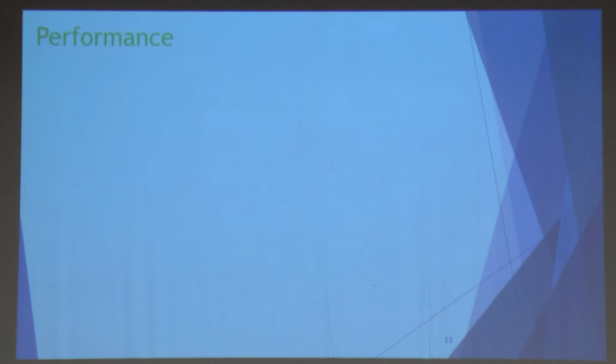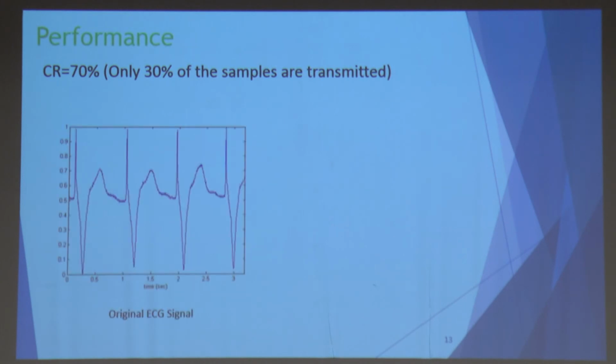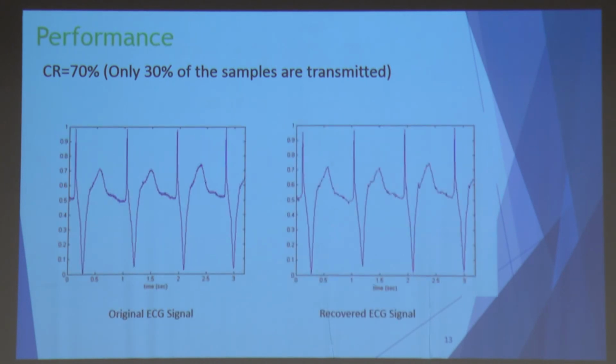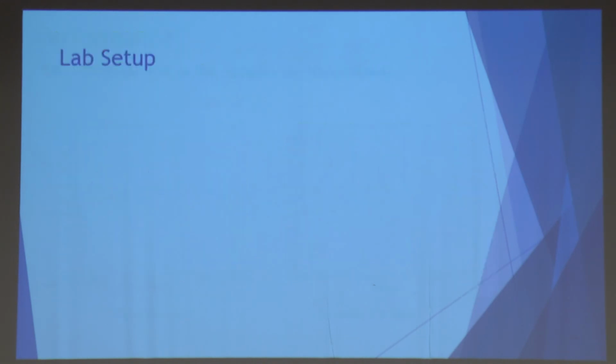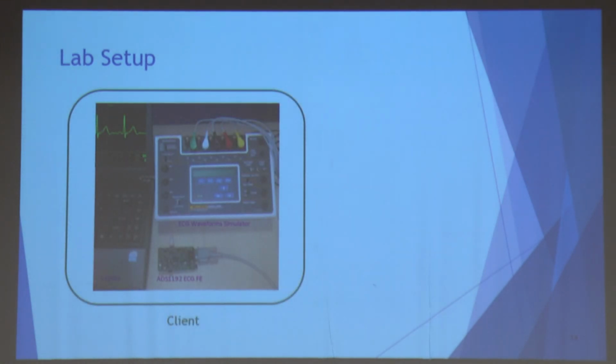Now the initial performance results which we have: we took an ECG signal and used only 30% of its samples. This is the original ECG signal, and this is the recovered ECG signal. You can see a nice feature here that even the small sampling noise we had does not appear here, because we use a signal model in order to reconstruct the signal, so it actually performs also a noise reduction.